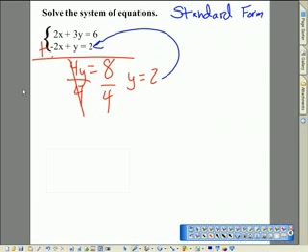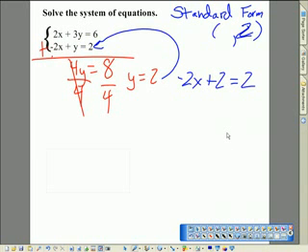Alright, so I'm getting a coordinate here. I know the y is 2. I plug in 2 right in here for y, and I get negative 2x plus my y is 2 equals 2. Does anybody see what the answer has to be already?